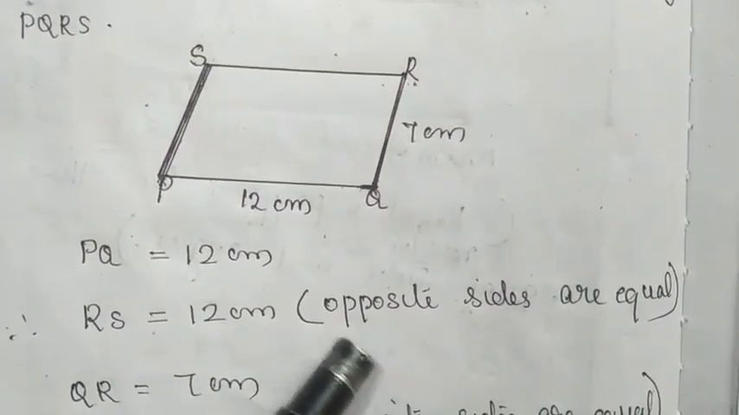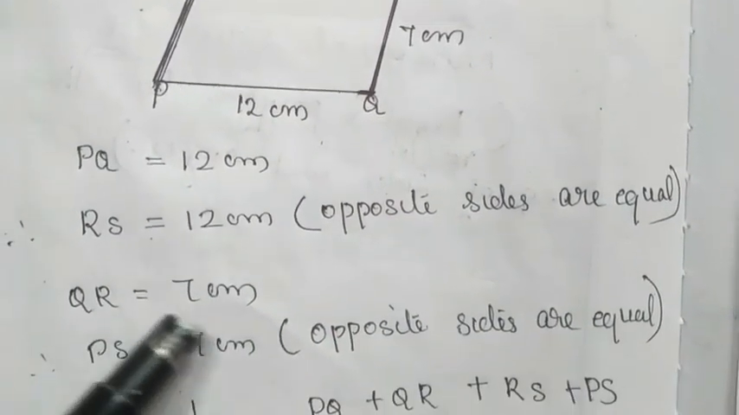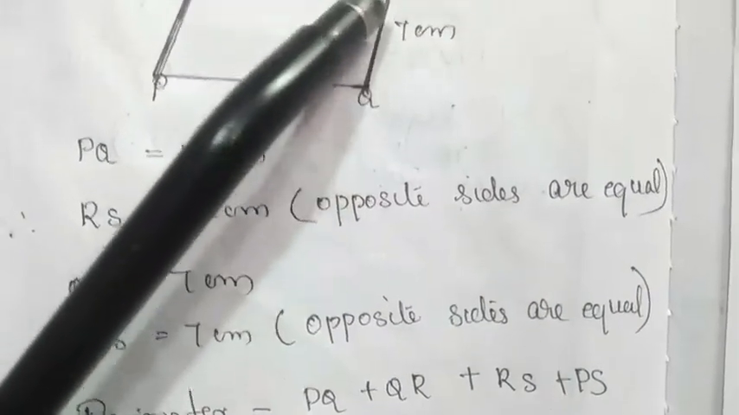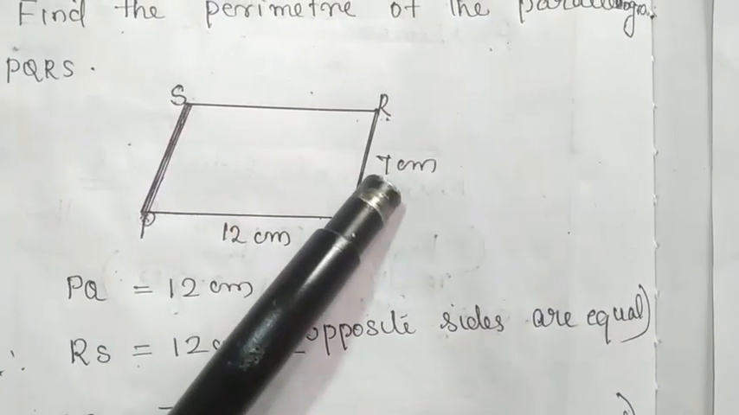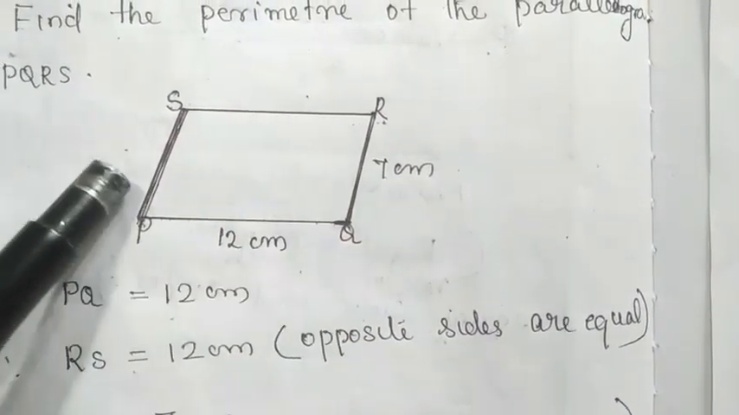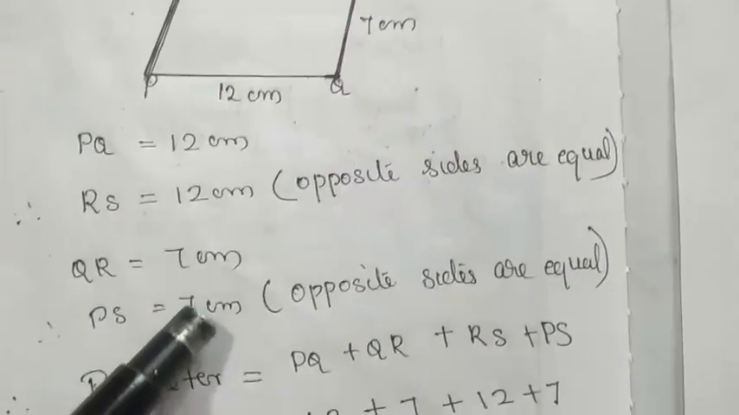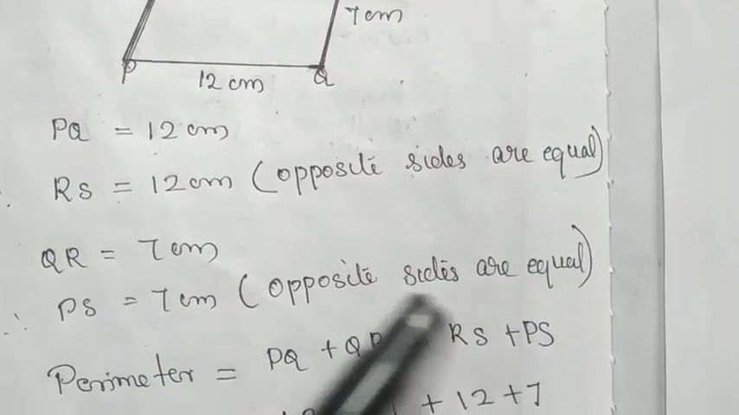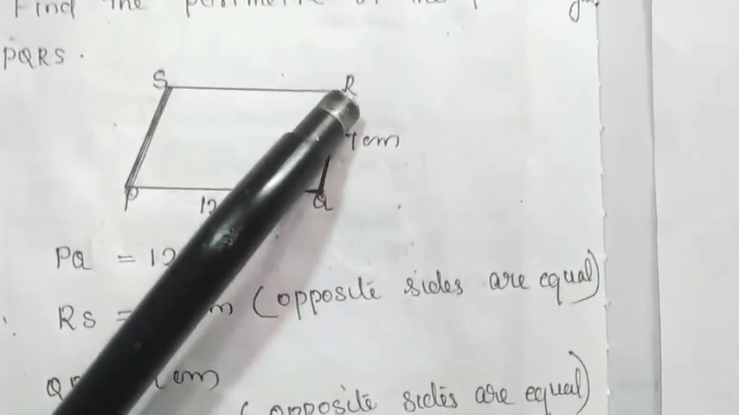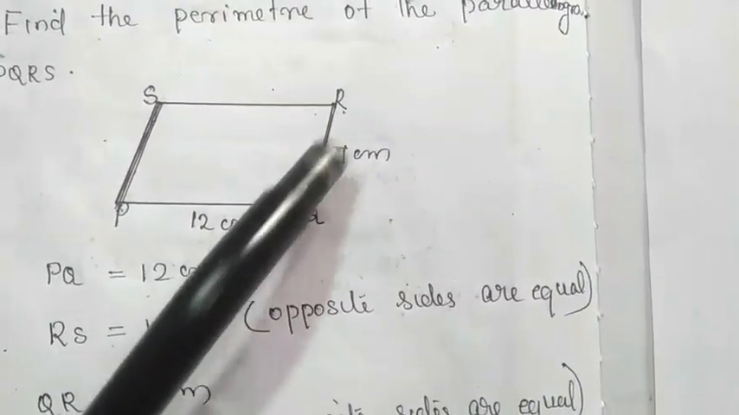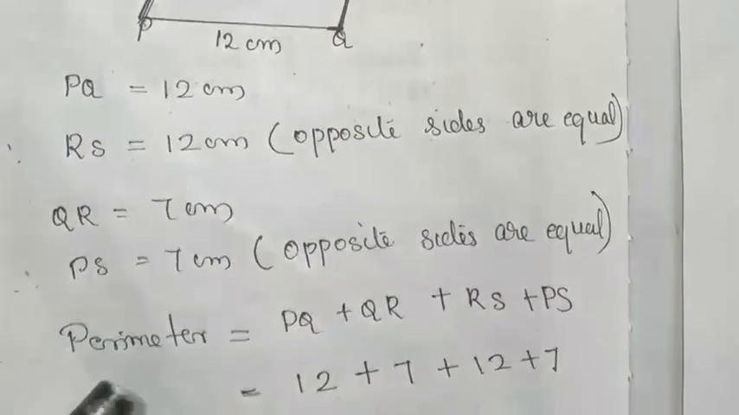The reason we have written here: opposite sides are equal. Next, QR equals 7 cm. That is given here. Using that side, we can write PS equals 7 cm. What is the reason? Same reason. Opposite sides are equal. Now we have got all four sides: PQ, QR, RS, PS. So we can find the perimeter.